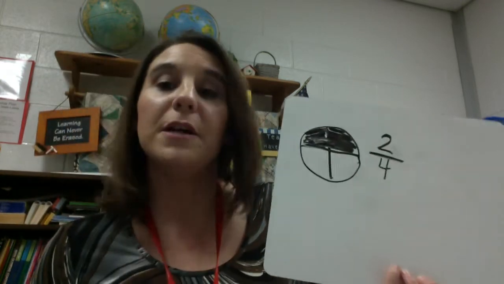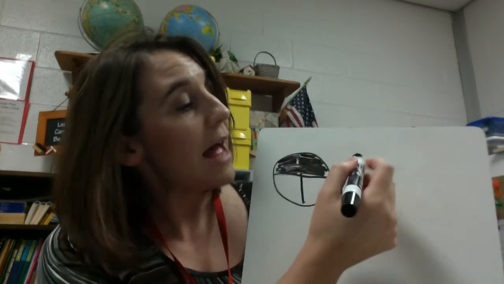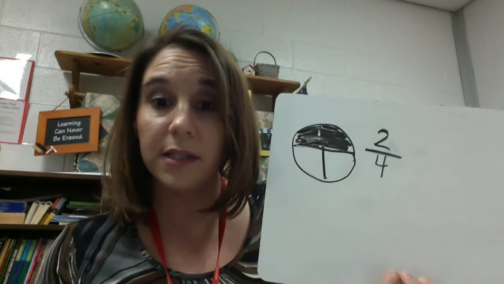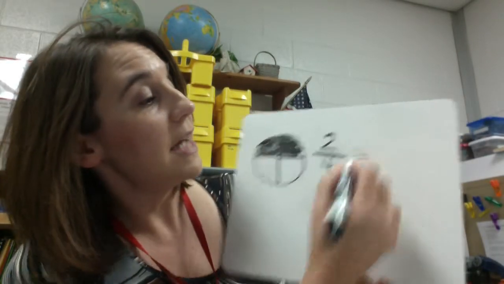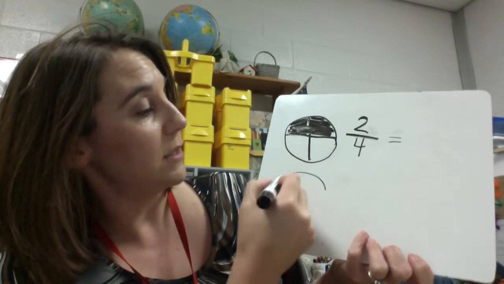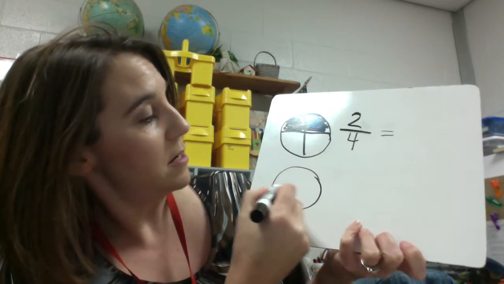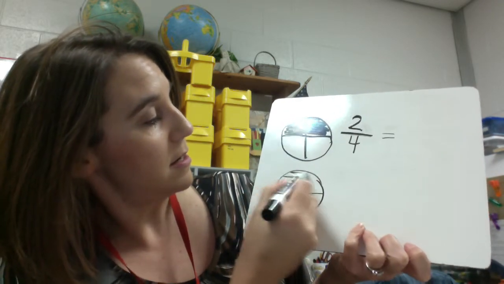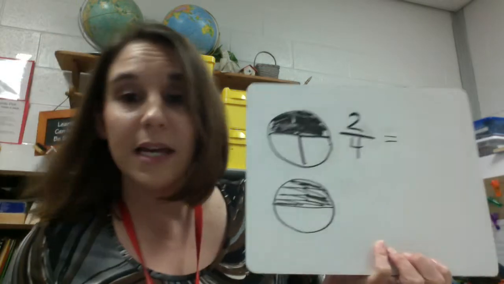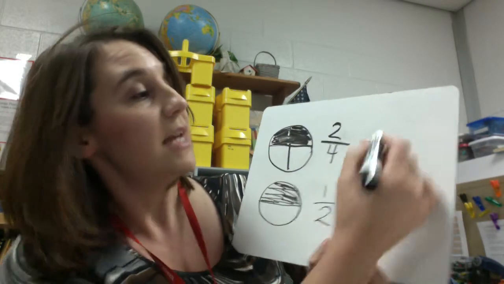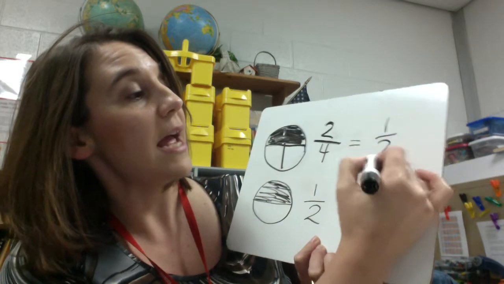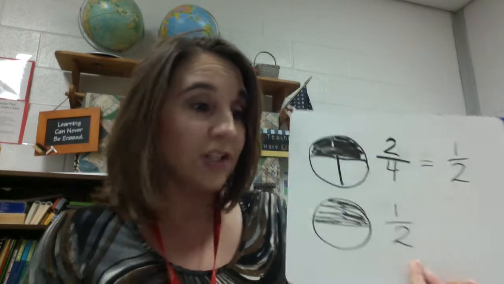So how much pizza have I eaten? Well, I've eaten 2/4 of my pizza. But that's the same thing as, let me draw another picture and see if it helps you. 2/4 is the exact same amount as 1/2. So 2/4 and 1/2 are equivalent fractions.